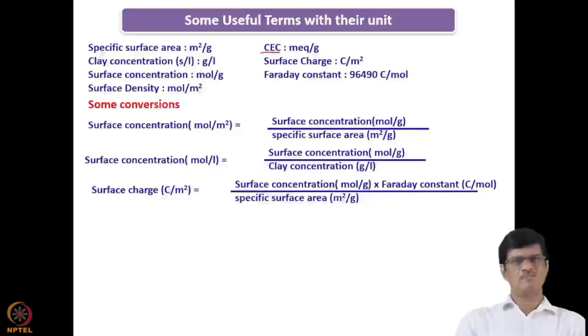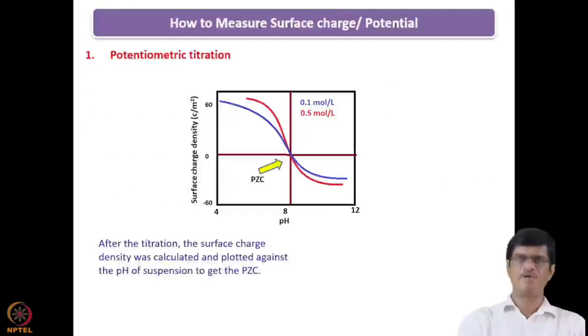And some conversions: the surface density in moles per meter square is the surface concentration in moles per gram divided by the specific surface area in meter square per gram. Surface concentration in moles per liter can be the surface concentration divided by the clay concentration. Surface charge is defined as the surface concentration multiplied by the Faraday constant divided by the specific surface area.